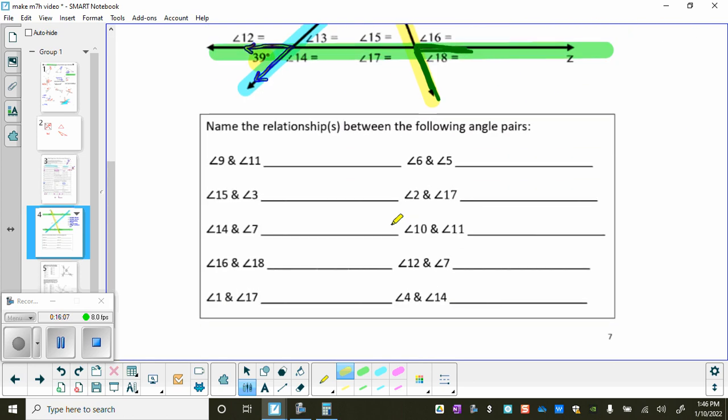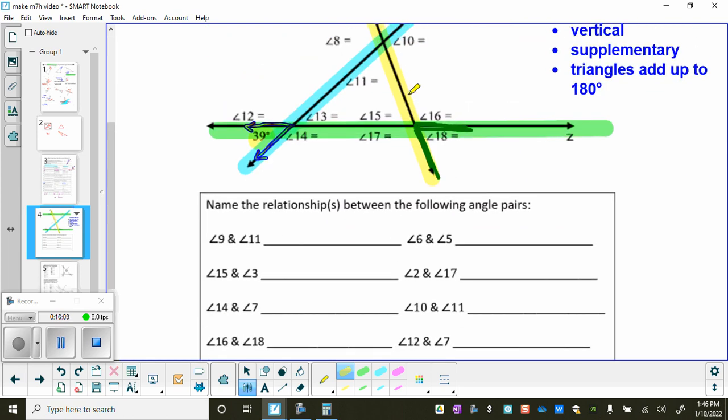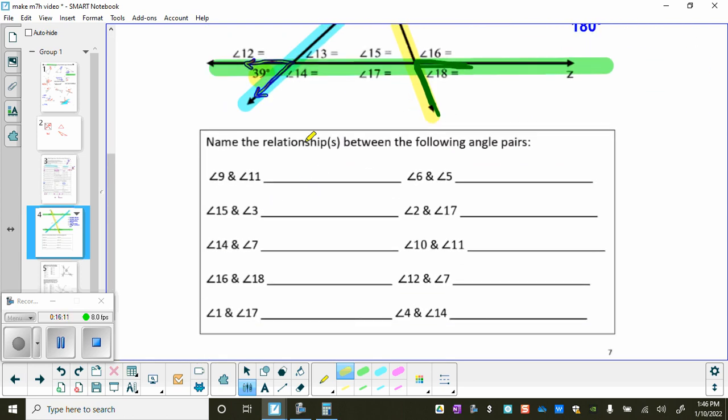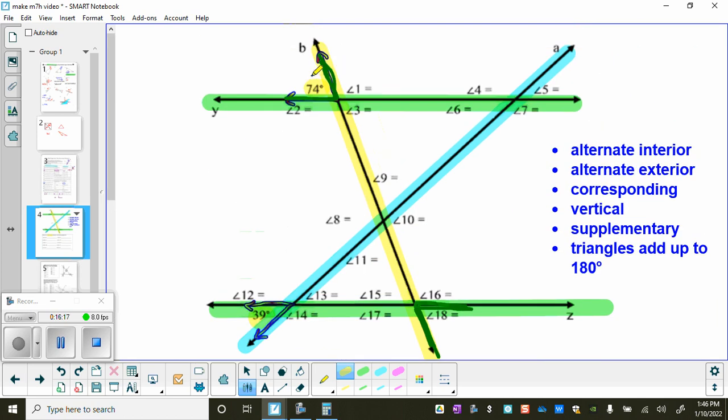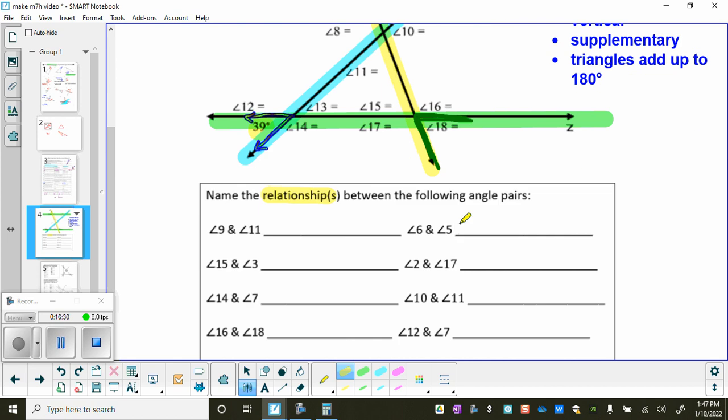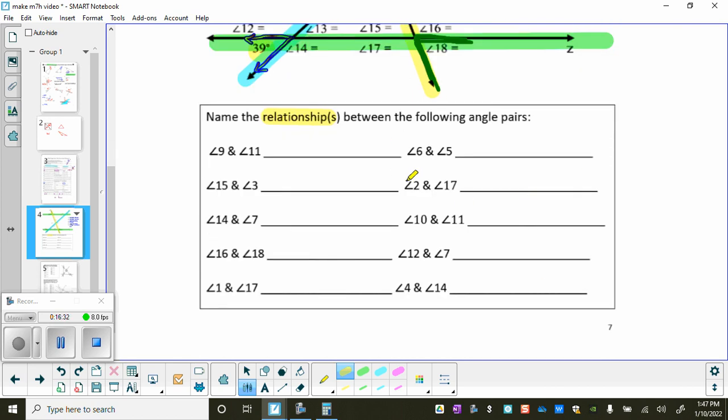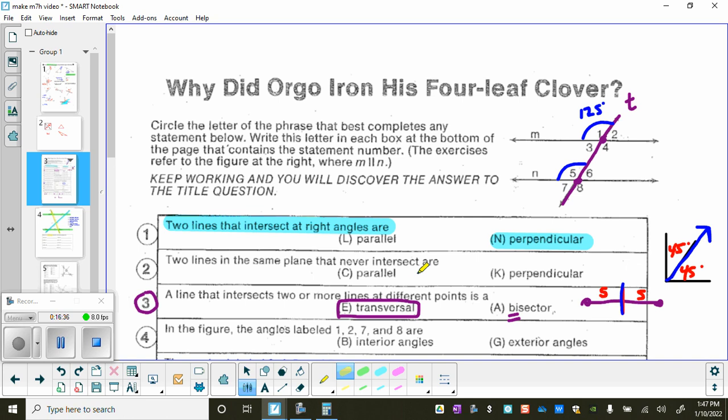But what you're going to do when you get done with that, when you find all the missing angles, is down here, you're going to tell me the relationship between each of the angles. So the one that I just talked about up here, the relationship between this angle and this, I would say alternate exterior angle. If I said, what's the relationship between 8 and 10? You would tell me vertical. Those are vertical angles. So there is a Google form for page 7, but there will not be a Google form for this.